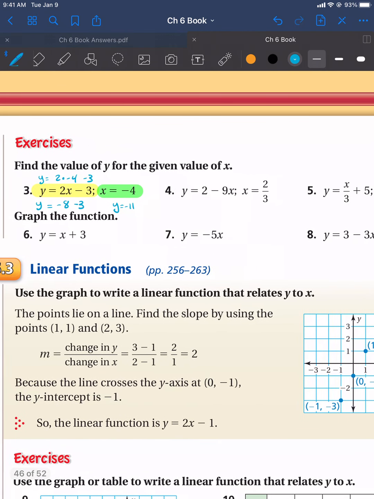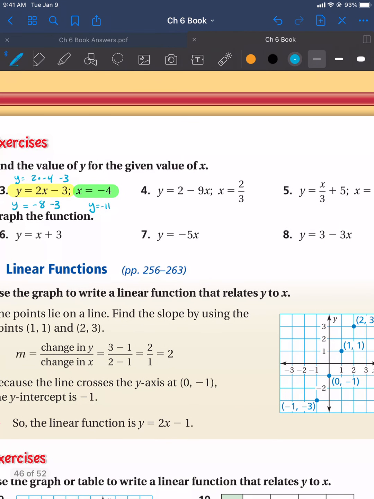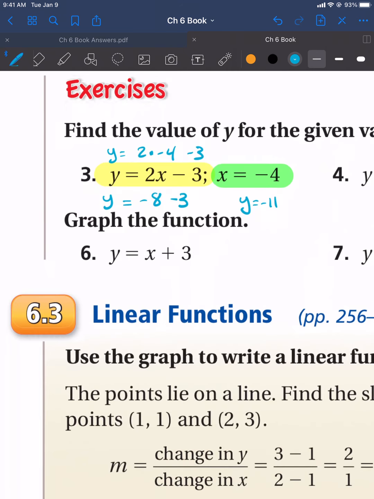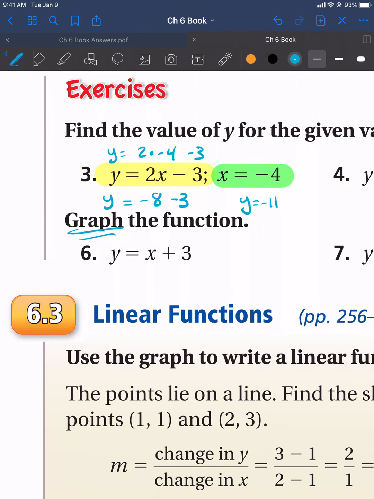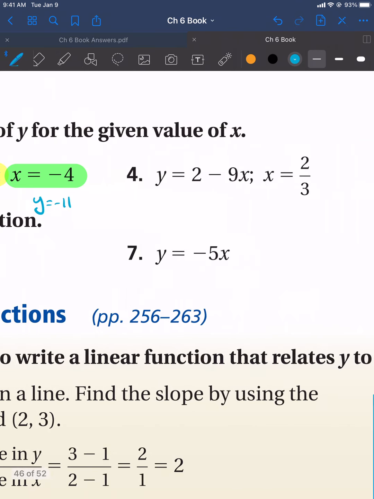Now let's look at 6, 7, and 8. We did these ones together too, right? Yesterday? These say to graph the function. You can graph a function if it's in y equals mx plus b, correct? Is this y equals mx plus b? Yes. Who is the y-intercept? 3. Who's the slope? 1 over 1. Very good.